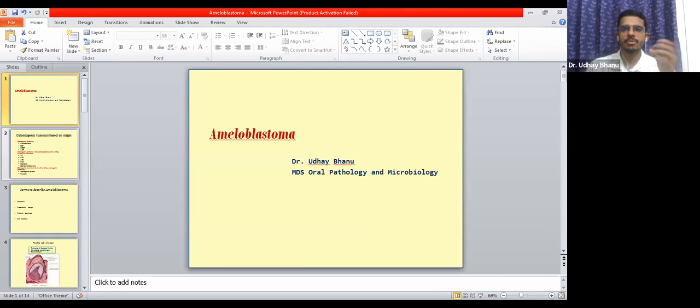Now we have to know which are the possible cells of origin. The cells of origin can be the remnants of the dental lamina. What are the remnants of the dental lamina called? Yes?